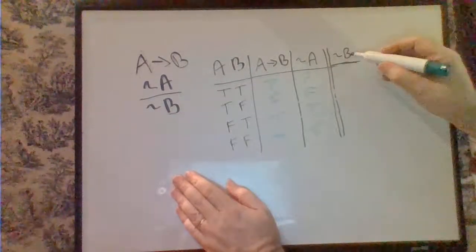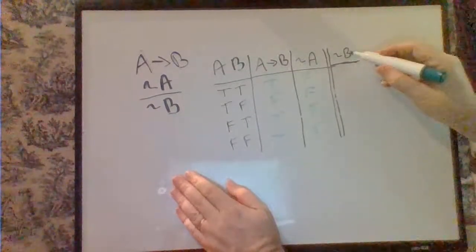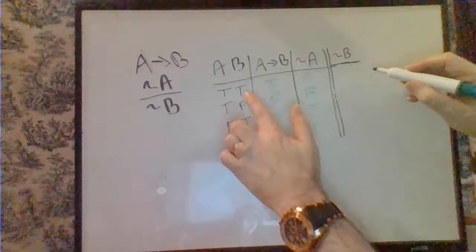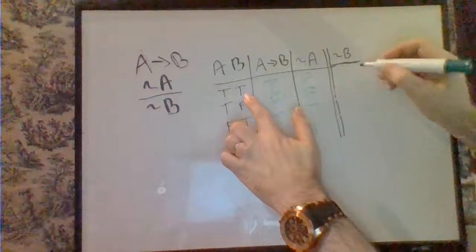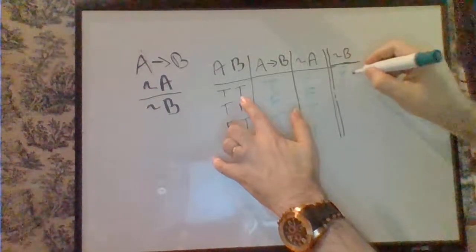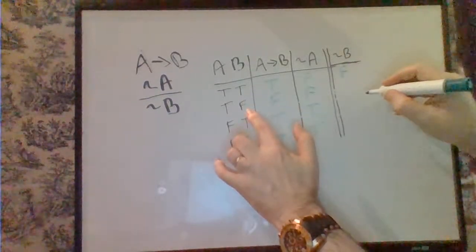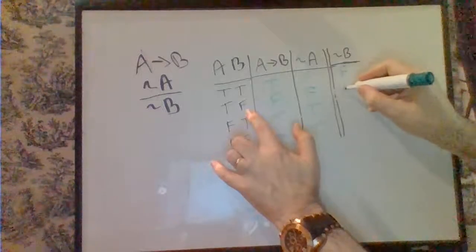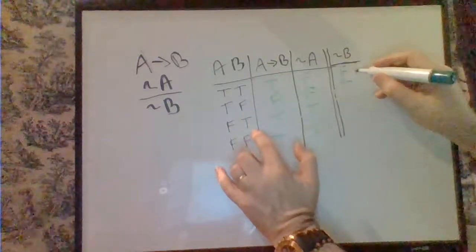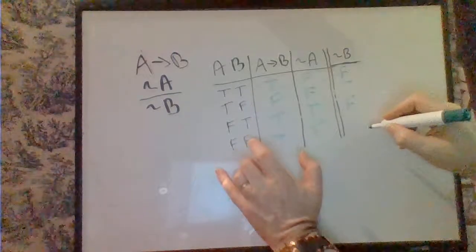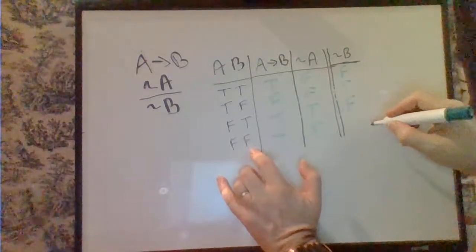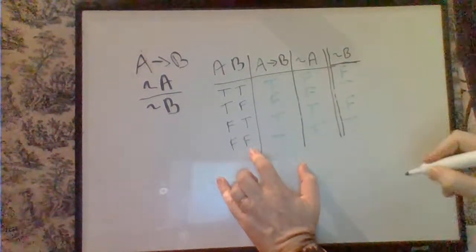Now we move on to the conclusion, which is not B. So we're going to look at the B column, forget about the A column. So on line 1, B is true, negate that, it becomes false. Line 2, B is false, negate that, it becomes true. Line 3, B is true, negate that, it becomes false. In line 4, B is false, negate that, it becomes true.